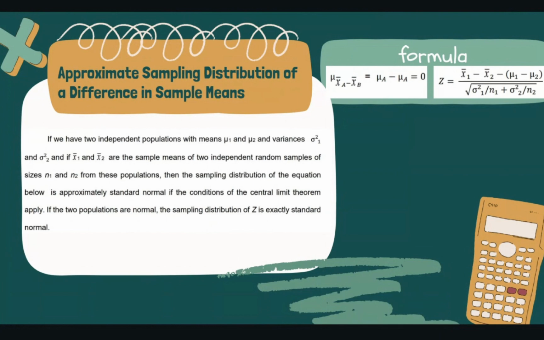Approximate sampling distribution of a difference of sample means. If we have two independent populations with means and variances, and the sample means are from independent random samples of sizes n1 and n2 from the populations, then the sampling distribution of Z below is approximately standard normal if the conditions of the central limit theorem apply. If the two populations are normal, the sampling distribution of Z is exactly standard normal. Next slide.